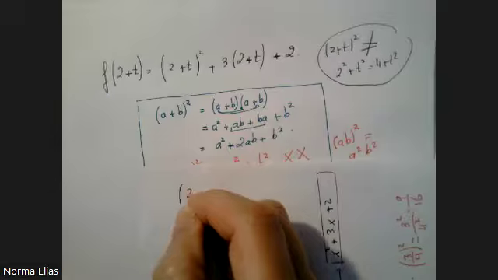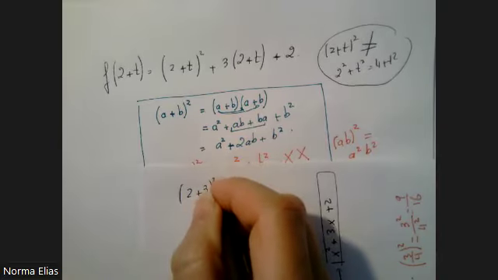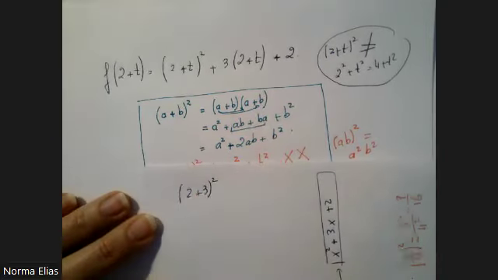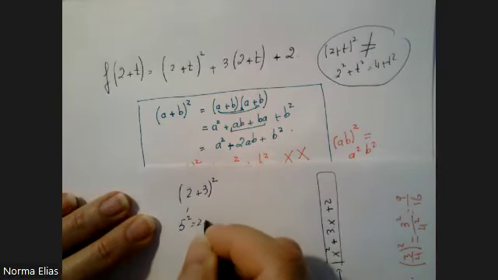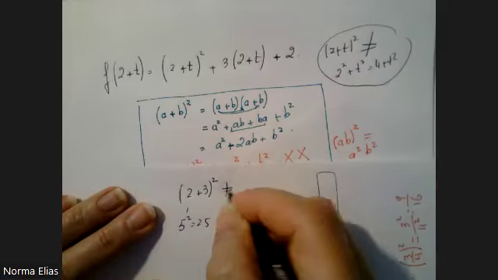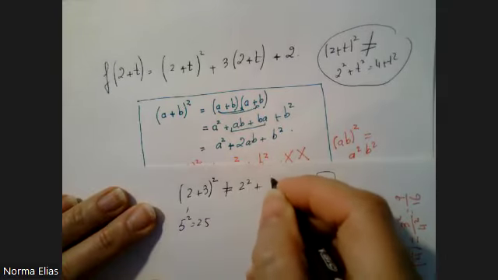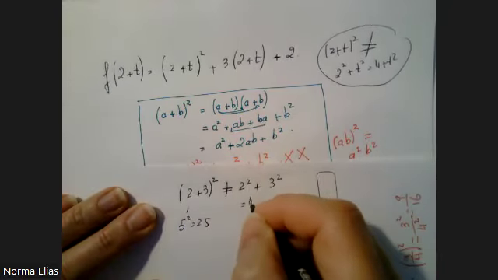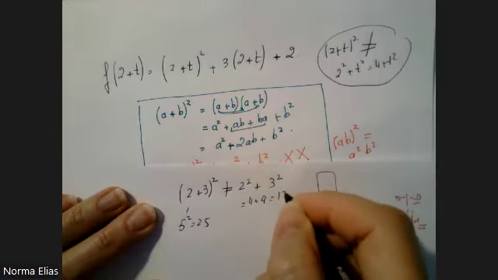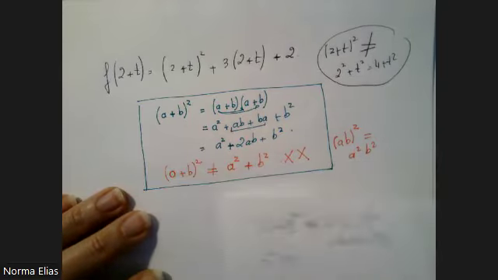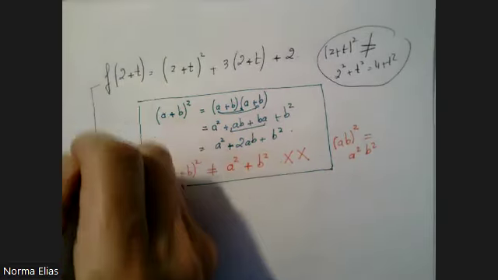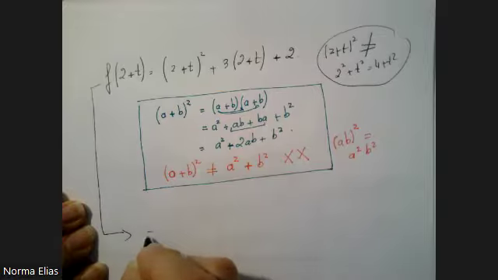If I have 2 plus 3 to the power 2, this is 5 squared. This is 25. It's not 2 squared plus 3 squared, which is 4 plus 9, 13. So it doesn't work for numbers. It doesn't work for variables. So with this in mind, let me find an expression for this.